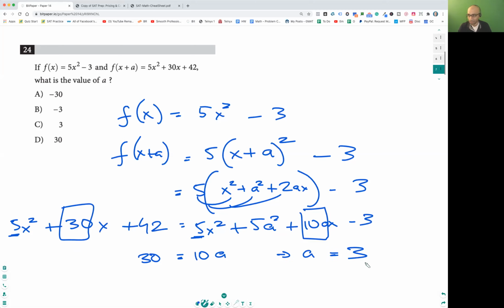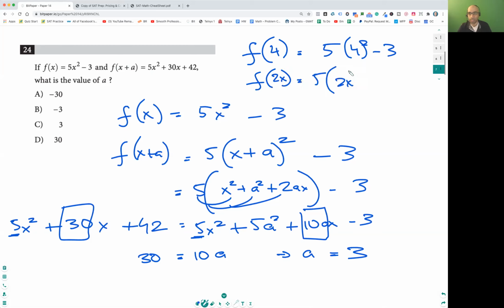Okay, for people who are having difficulty, I think you should watch this again. Yeah, don't confuse yourself with this, right? Look, f of 4 is just going to be 5 times 4 squared minus 3. Okay, f of 2x, all you got to do is you just put the 2x right inside here. Don't confuse yourself over here. Okay, minus 3. Okay, whatever they give inside, just put it in place of x.